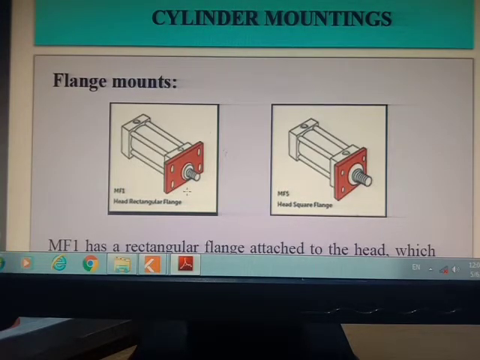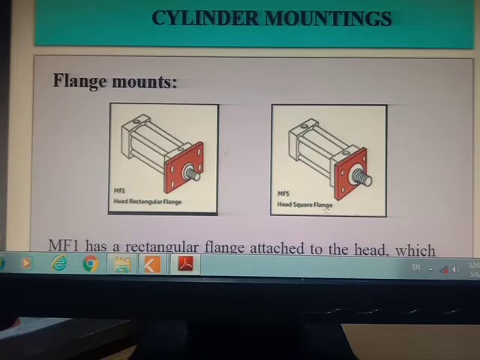So there can be different types of flanges. Depending upon the size of the flange, the mountings can change. Here you can see the first one is the rectangular flange. The cross section area of the flange is rectangular. The flange means you have to see this red part provided to the cylinder end. So this is a rectangular flange.